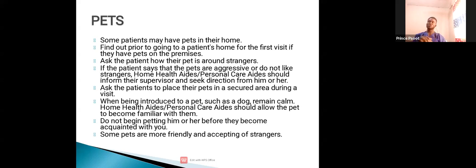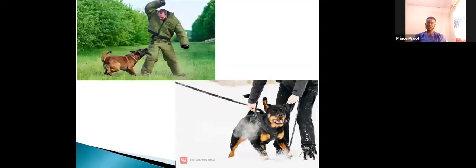With a dog, you don't know if it is going to be aggressive or not. It can bite you. So be sure that the dog is acquainted with you before you try to pet it. Some pets are more friendly and accepting of strangers than others.